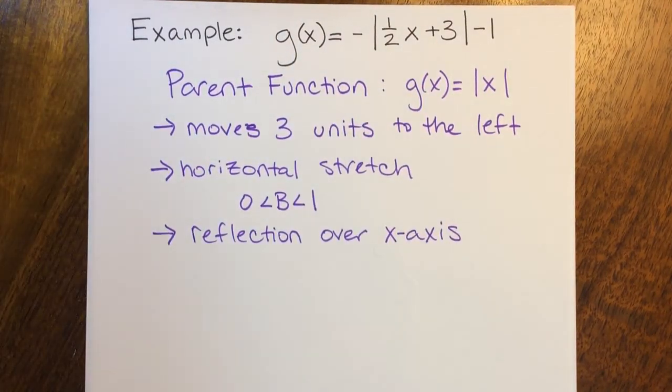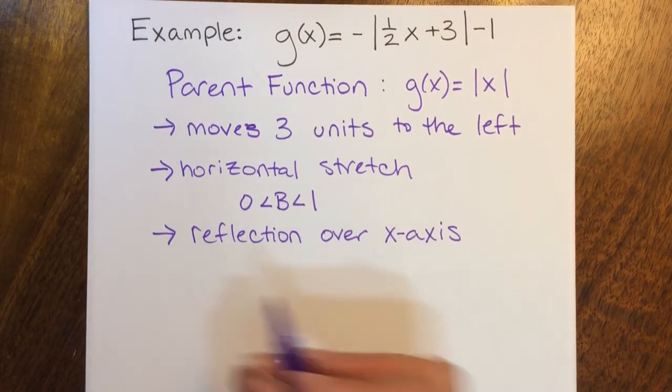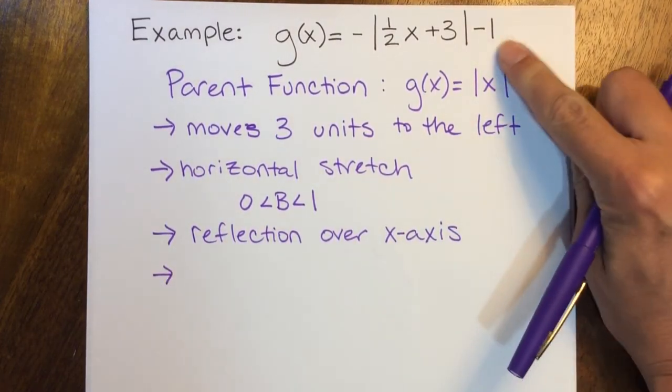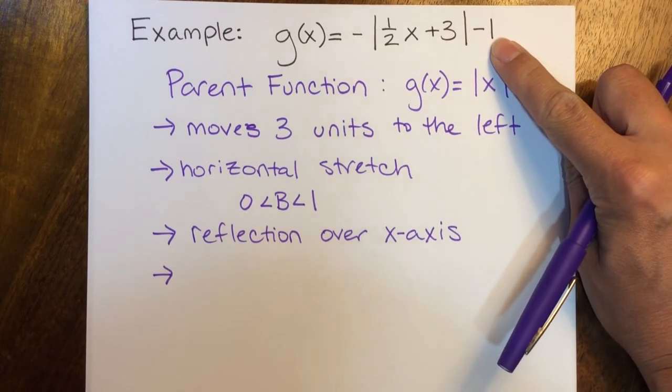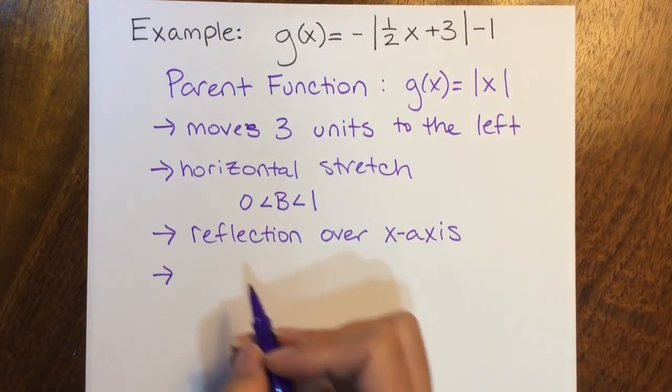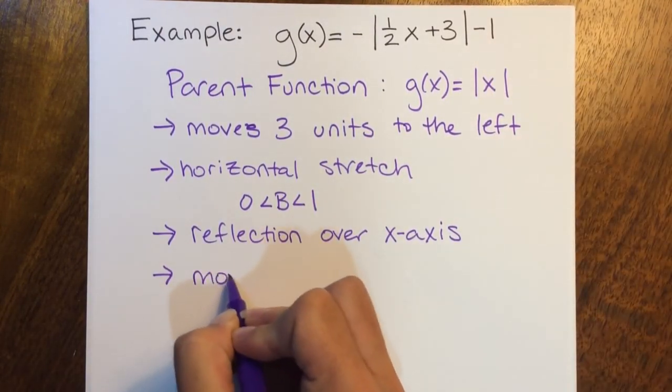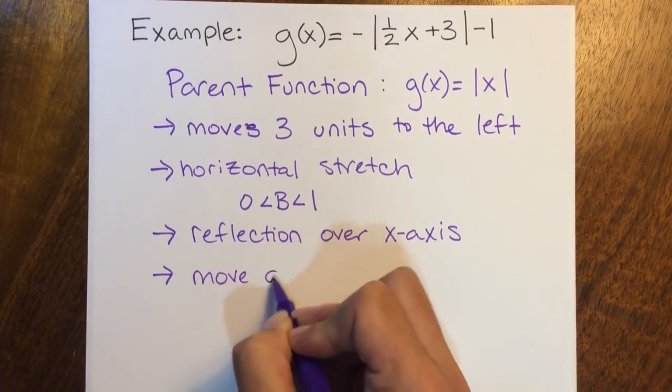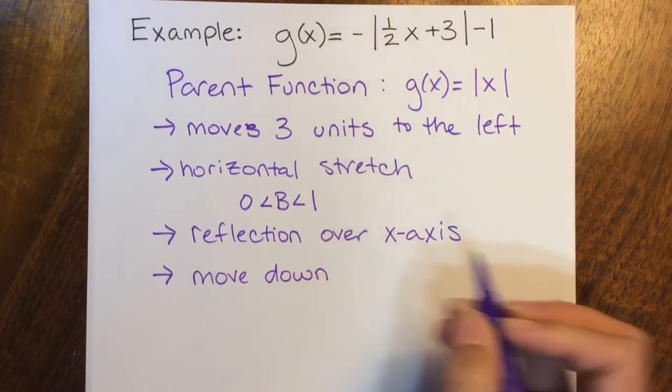And last, we're going to deal with any sort of vertical shift that we have. Right here, we have a subtract sign on the outside, so that is going to move down 1 unit.